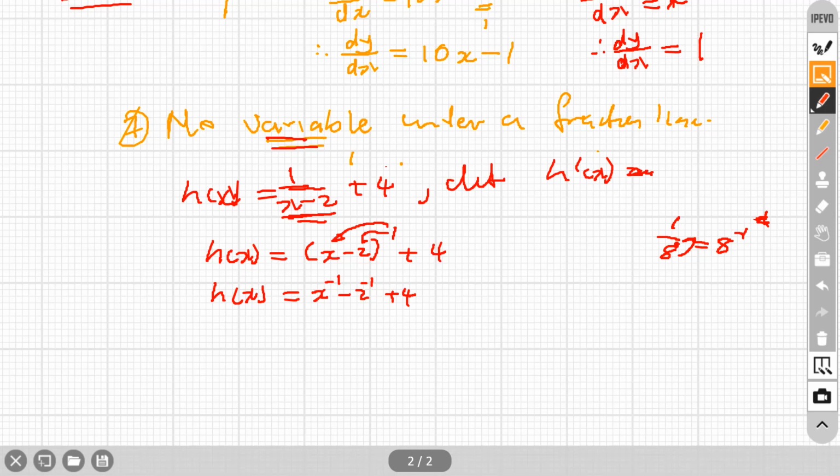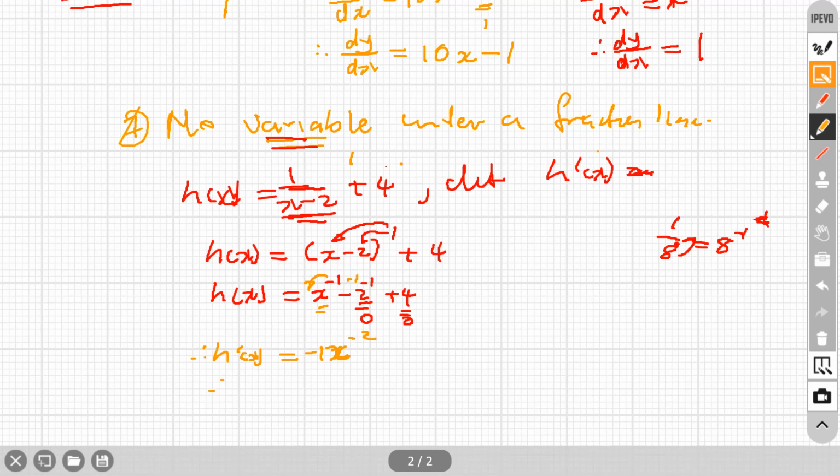So this is our constant, and this is our constant; they become 0 and 0. And we're left with x to the power of negative 1. Therefore h prime of x equals: this -1 will multiply here, and we get negative 1, then x, then 1 minus 1, which is negative 2.